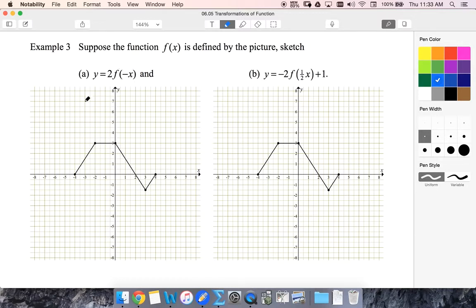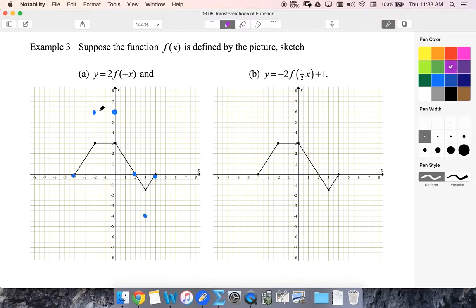So first let's double the y values. So 0 doubled is going to stay 0, and then 3 doubled will become 6. 0 doubled stays 0, -2 doubled is -4, and 0 stays 0. And then I'm going to reflect around the y-axis.